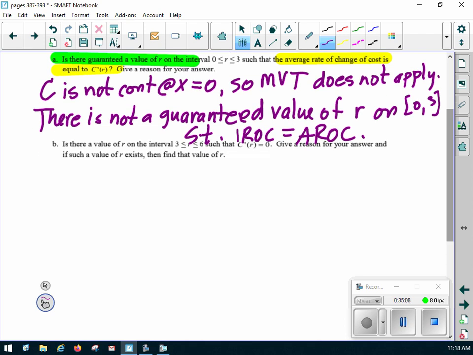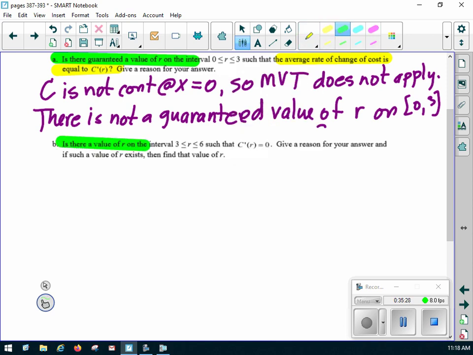Got one more part on that one. Is there a value of r on the closed interval 3 to 6 such that c prime of r equals 0? Give a reason for your answer, and if it exists, find it. Okay, we're right here. What's that tell you to do? Theorem. What theorem? Why Rolle's? There's a 0. Because that's in Rolle's theorem.